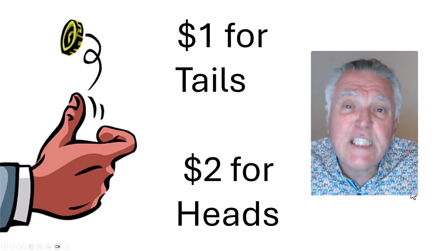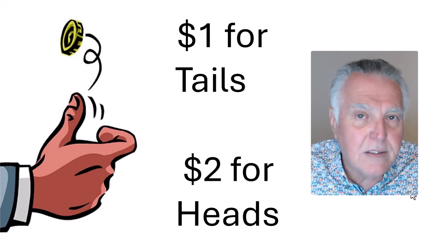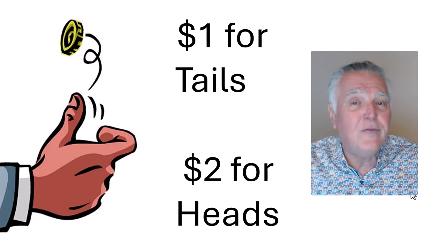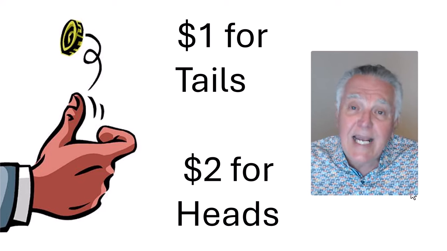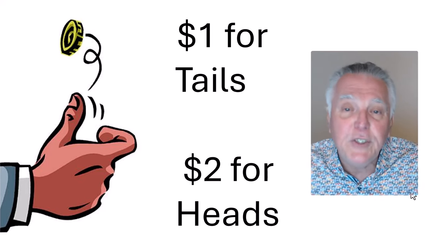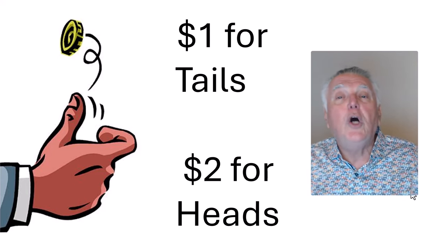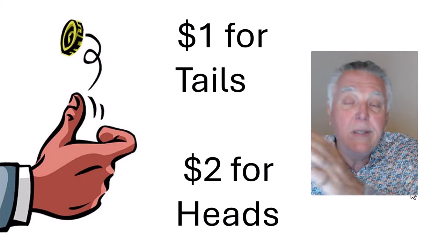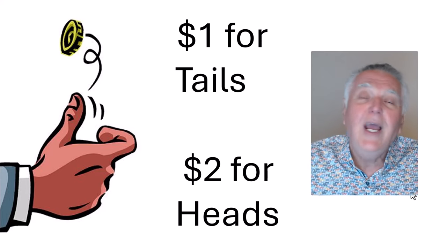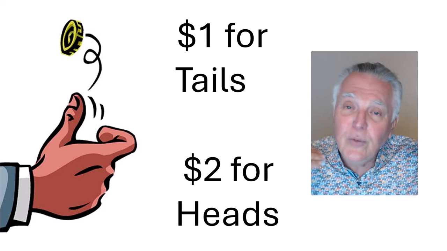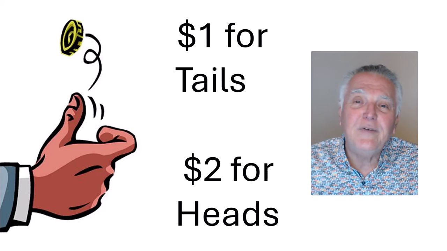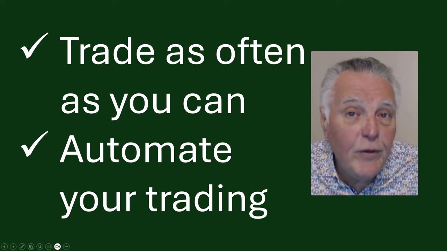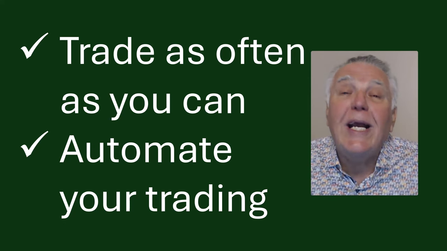This method is like spinning a coin, getting $1 for tails and $2 for heads. If you were to get $2 for heads and $1 for tails, how often would you spin the coin? You would just stand there and spin and spin as much as you possibly can, because the odds are stacked in your favor all the time. You are stacking the odds in your favor from a probability point of view and from a statistical point of view. And using historical charts, you are defining your deviation levels quite accurately, and therefore everything is on a sound basis. So if you have so much success, what will you do? Firstly, you trade as often as you can.